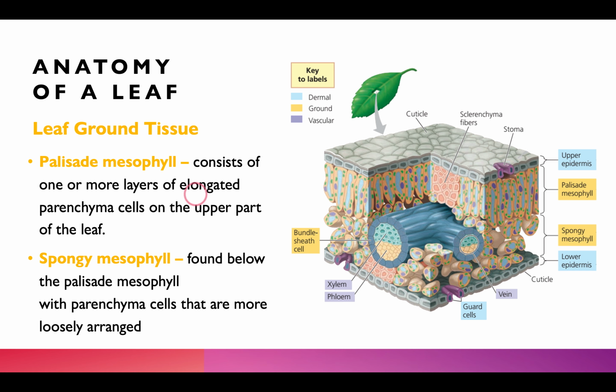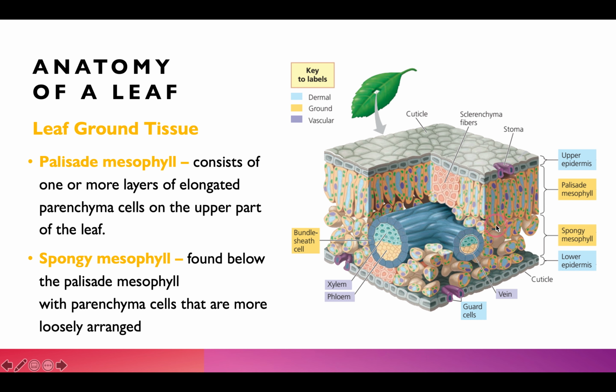It has two distinct layers, the palisade and the spongy mesophyll. The palisade mesophyll consists of one or more layers of elongated parenchyma cells on the upper part of the leaf. This is the palisade mesophyll.